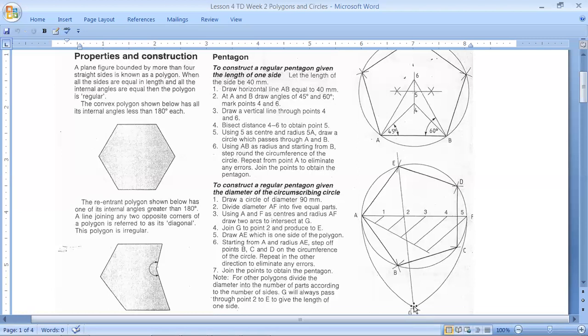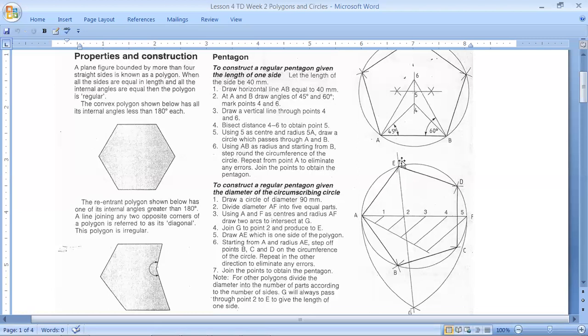At the intersection of the two arcs, you're gonna use a ruler and draw a line passing through the point 2. Always this line must pass through the point 2, the number 2, intersecting the circle at the top. The distance from A to the intersection of the circle at the top will give you the first length of the first side of the polygon.